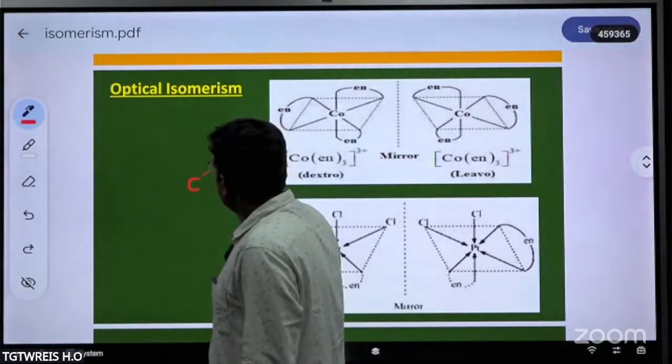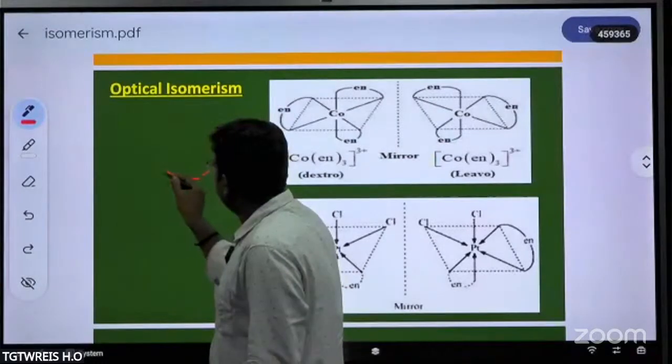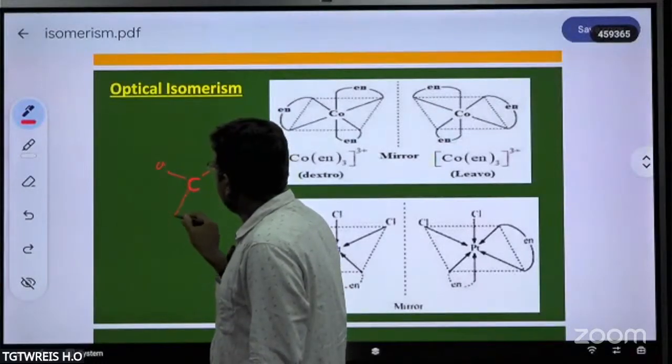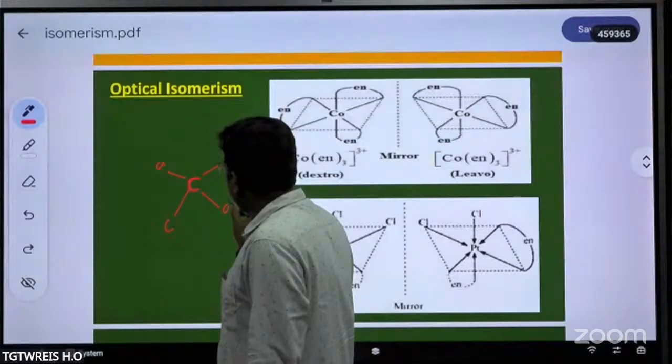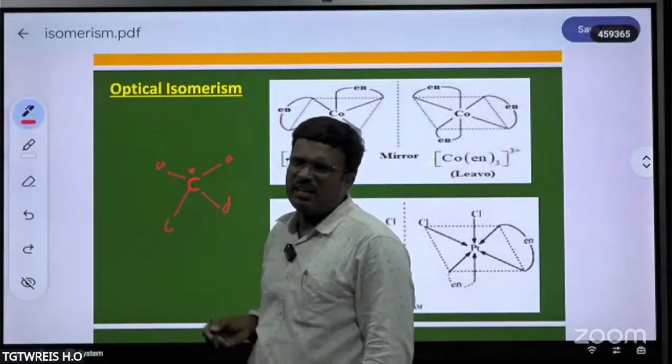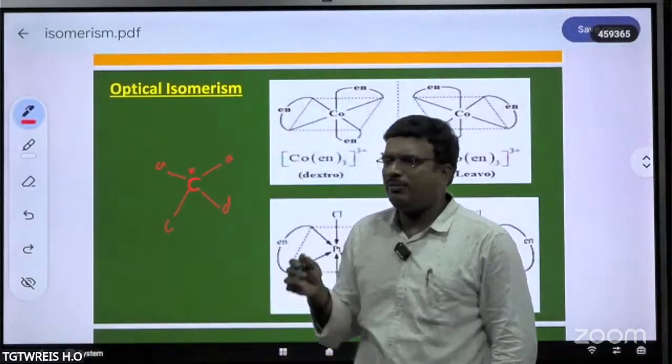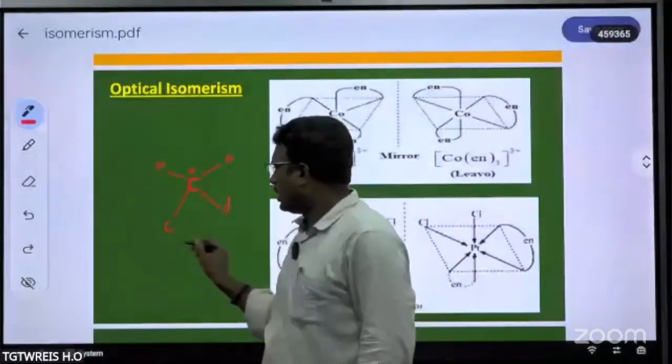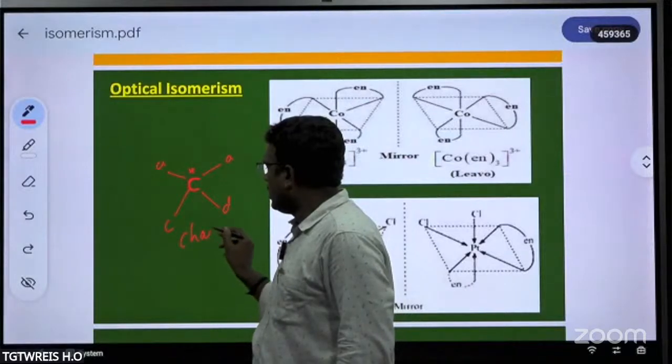One is A and B, and this is C and D. So 4 different kinds of atoms are present. That carbon is called a chiral center. Different factors and different laws are there, either chiral or achiral. What is called chirality.